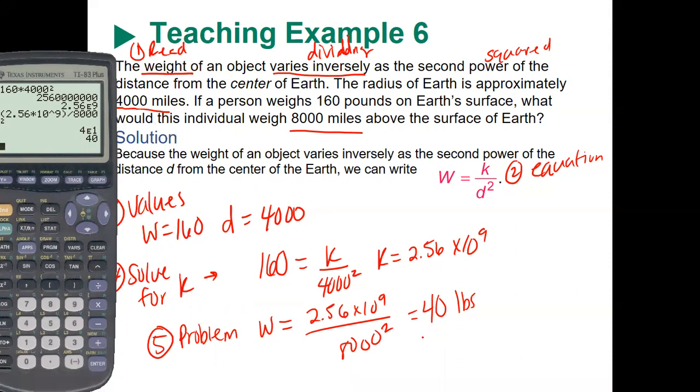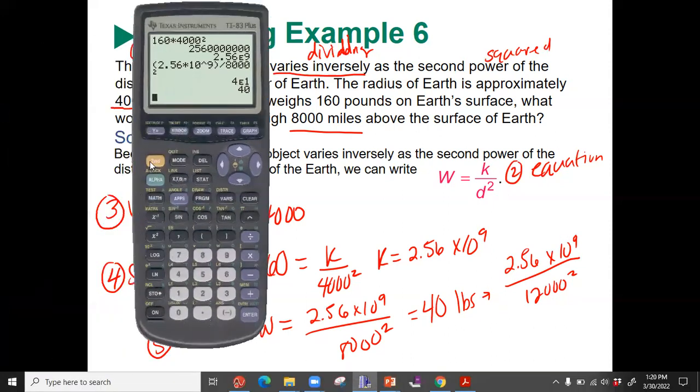So this would be fine if I was 4,000 additional above the earth, right? But I need to know actually additionally 8,000. So what we should have solved for was 2.56 times 10 to the 9th divided by 12,000 squared. Because you have to count, you're already on earth, and then you're additionally 8,000 more above it. So I'm going to be lazy and hit second entry and just change my numbers. And now I squared. I'm going to hit enter.